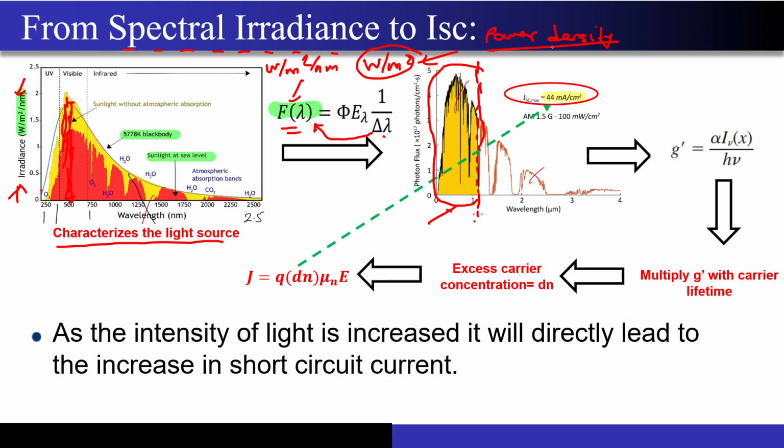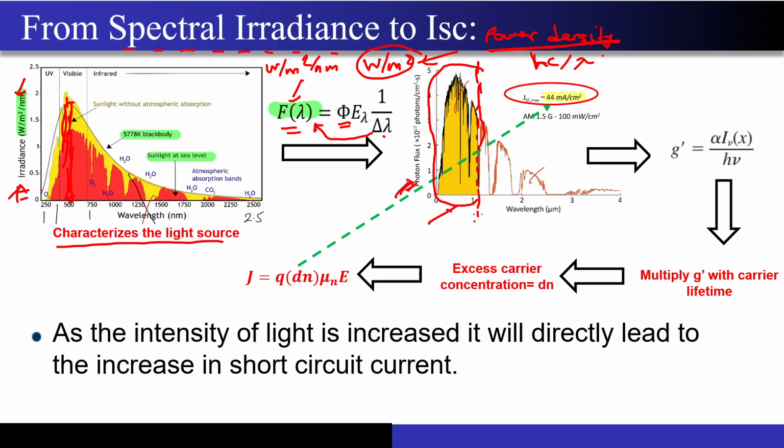Now if I divide the power density by the energy of each photon, I get the total number of photons that I am incident. From that you get the photon flux, represented by this phi. This is how this formula has been constructed. And how did I get the photon flux? I got it from the spectral irradiance.